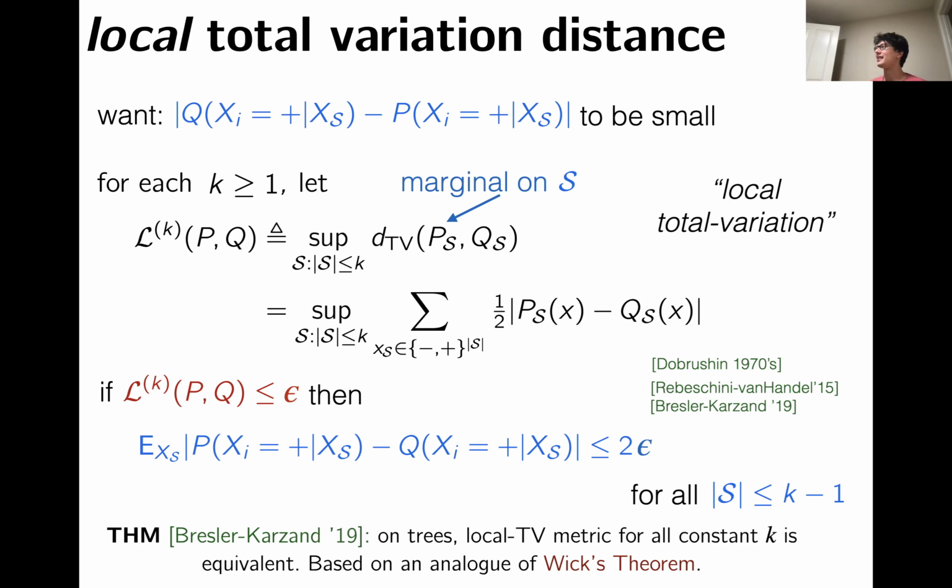So if we can solve that problem, then for tree Ising models, we're actually going to get a guarantee for k equals 3, k equals 4, k equals 5. And it's because actually there's a version of Wick's theorem which says that the high order moments can be expressed in terms of the correlations. And this was observed in this work by Bresler and Karzand.